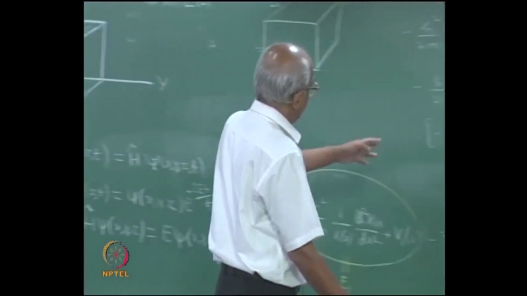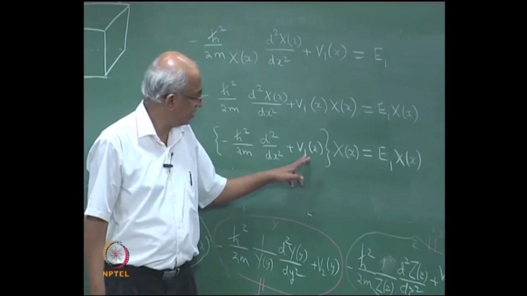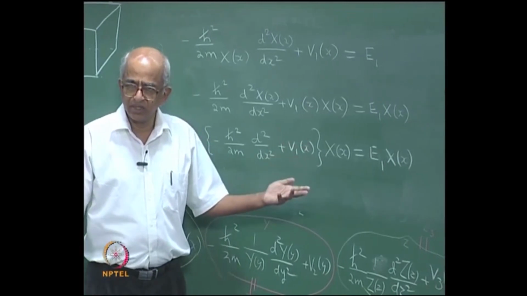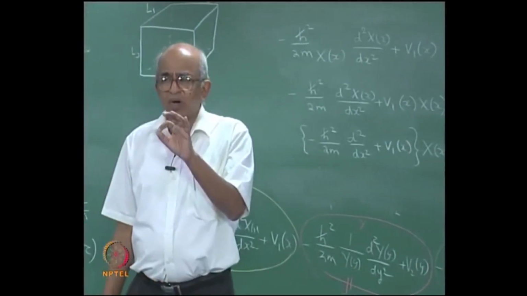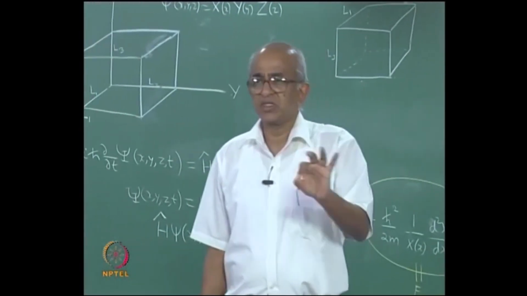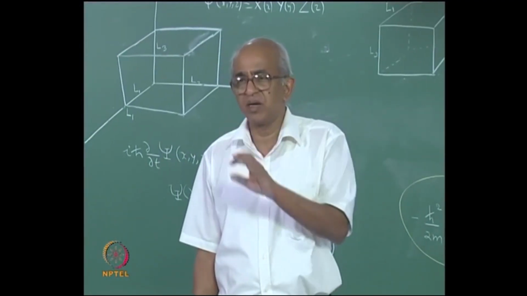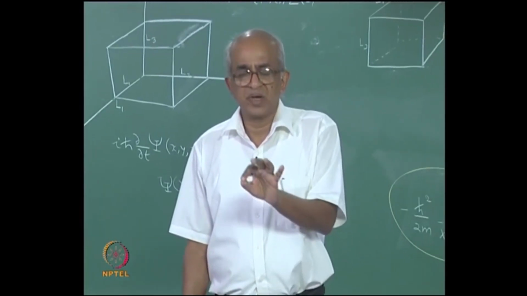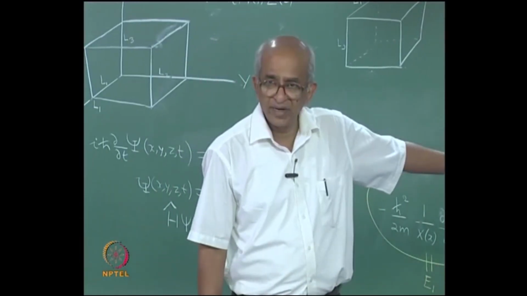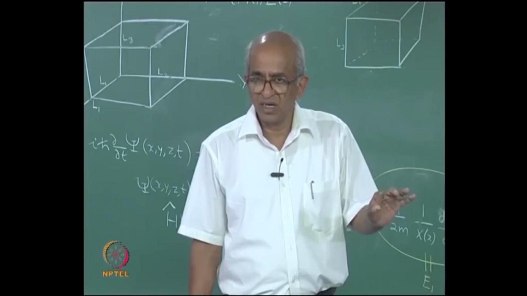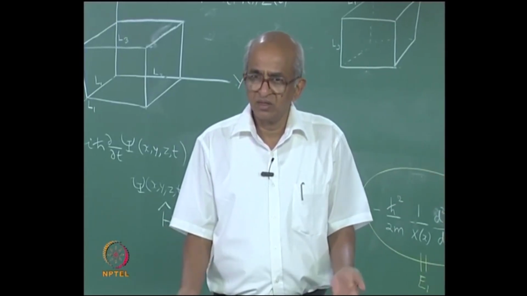See, this operator is what? It is the operator for kinetic energy, and V1 is a potential energy, and therefore, if you look at this equation, it actually describes a particle in a one dimensional box. Right. This equation is just the equation for a particle in a one dimensional box. The box extends from 0 to L1, the length of the box is L1, and this is a problem that we already have solved. Right. So, what is the solution?